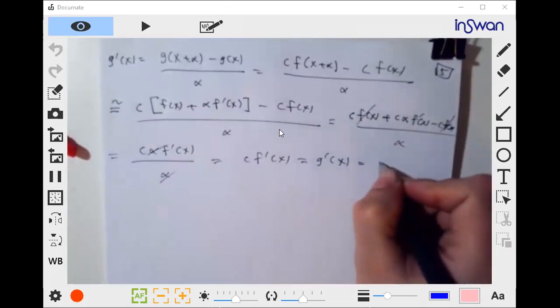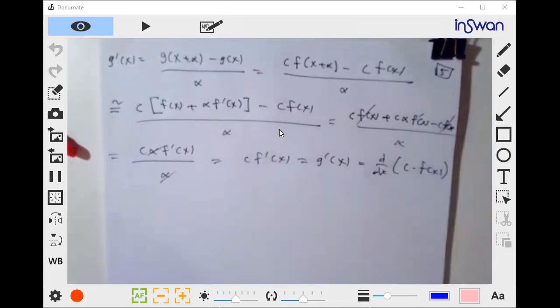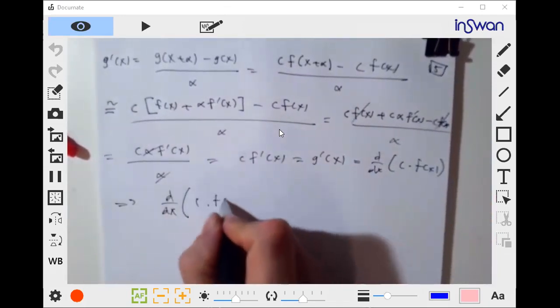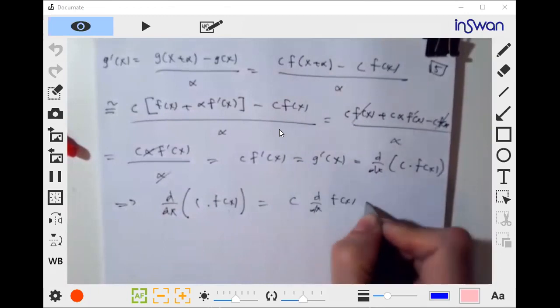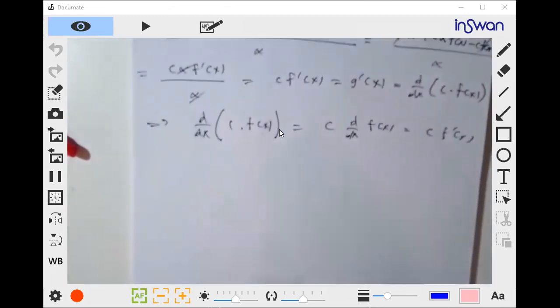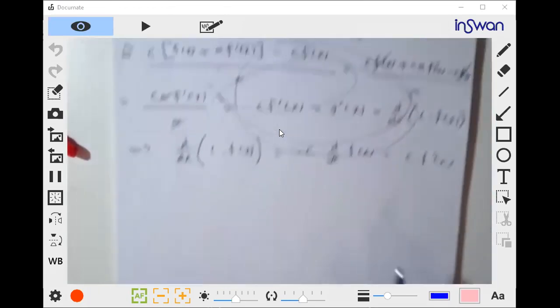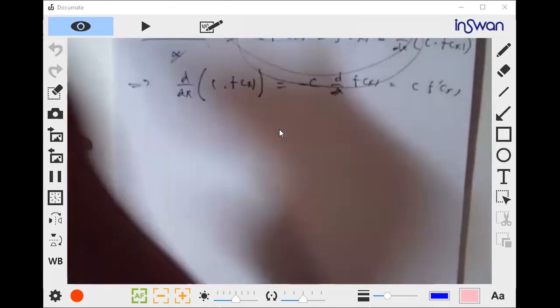which was equal to g prime of x. Let's recall that that's equal to d dx of c times f of x. So this means that the derivative ignores that constant. That's all you need to know. You don't need to know about all this stuff above here. All you need to know is that the derivative ignores constants out in front.